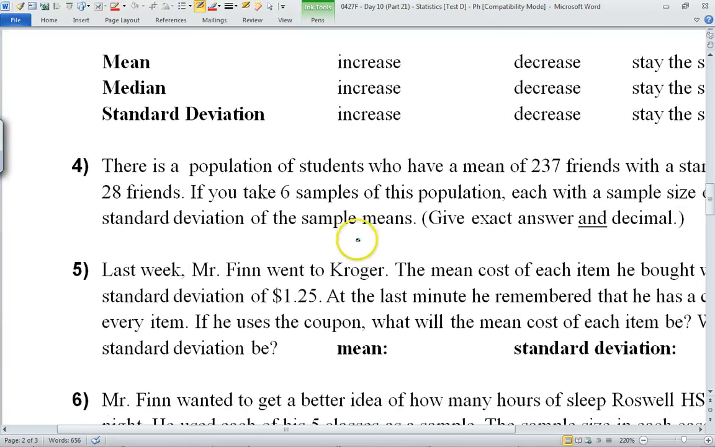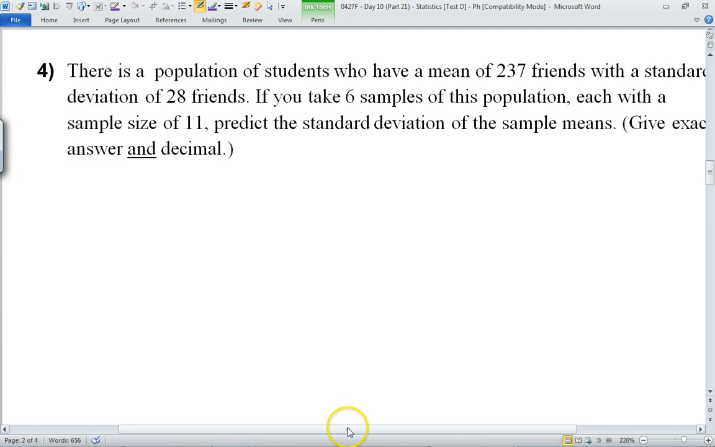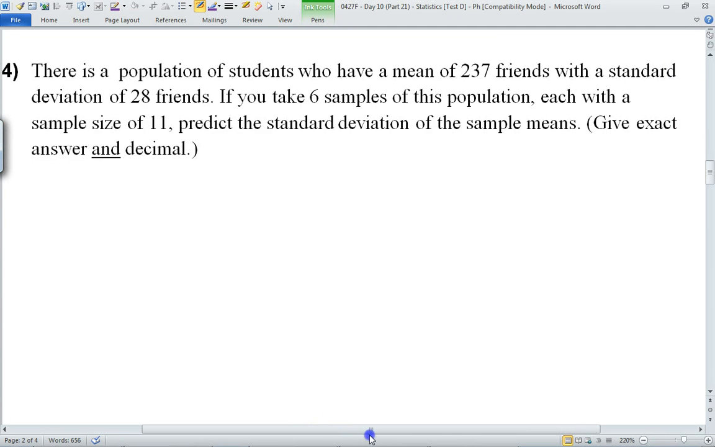Okay, let's move on to number 4. Alright, I'm going to need a little more space. Okay, number 4. There is a population of students who have a mean of 237 friends with a standard deviation of 28 friends. If you take 6 samples of this population, each with a sample size of 11, predict the standard deviation of the sample means. Is this ringing a bell? Especially this phrase right here. Standard deviation of the sample means.